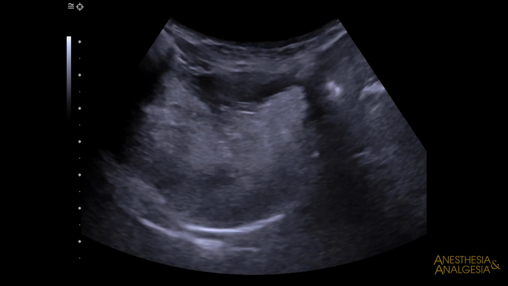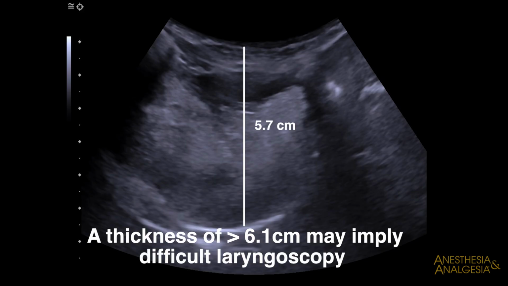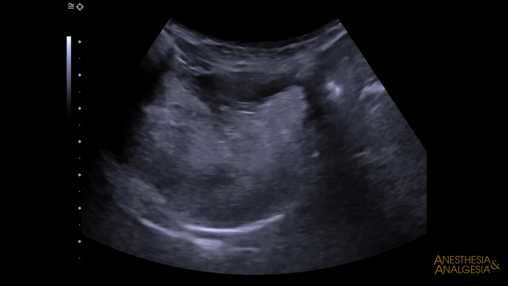Freeze the image and measure the tongue thickness as the perpendicular distance from the surface of the tongue near the hard palate to the submental skin. A thickness of greater than 6.1 centimeters may imply difficult laryngoscopy. Use the same approach to measure the tongue cross-sectional area.